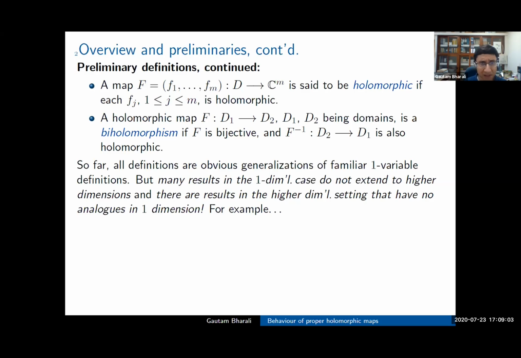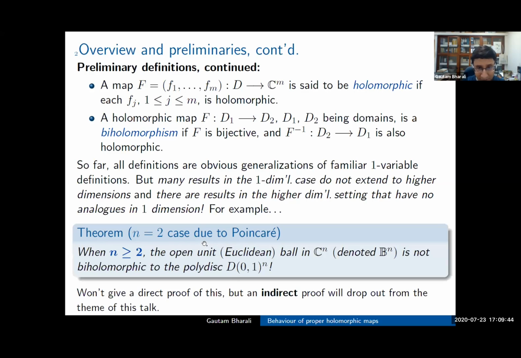All right, so all of these definitions appear to be obvious generalizations of familiar one variable definitions. But the point I want to make is that I said right at the beginning that complex analysis in two or more variables is a fundamentally different discipline from complex analysis in one variable. Of course, they do have overlaps, but many results in one dimension do not extend to higher dimensions. And then there are results in the higher dimensional setting that have no analogs in one variable. All right, so let's look at an example.